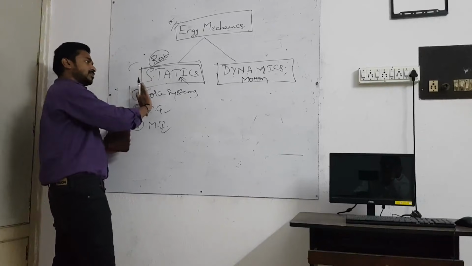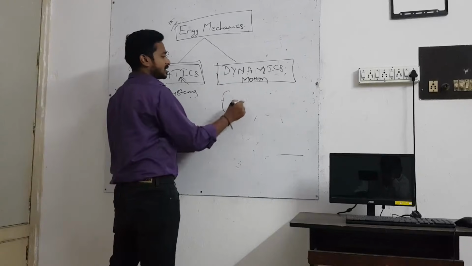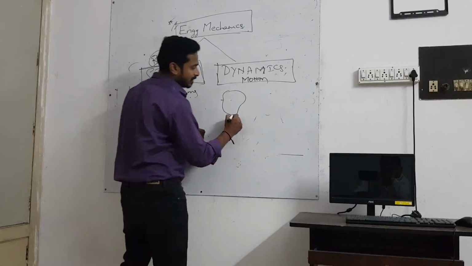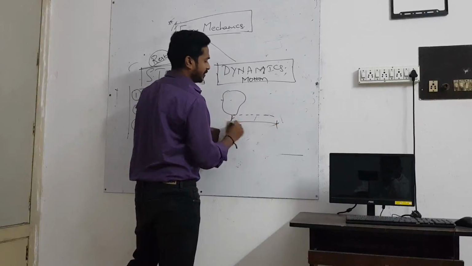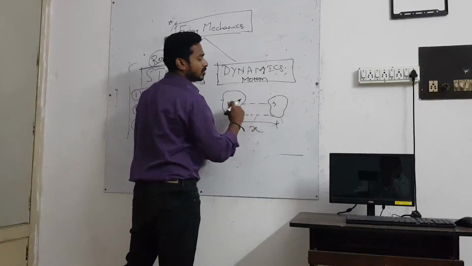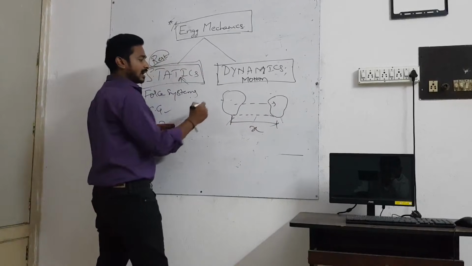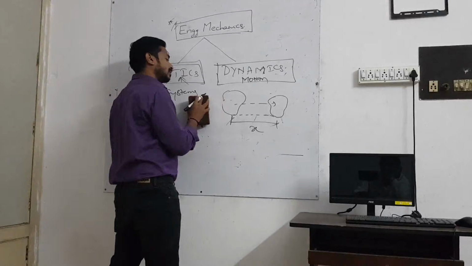Now if you come under dynamics, in dynamics the body will move, that means the body is in motion. Same topic, same rigid body, but here the body is in motion. That means the body is in rest position like this, and the body will move from here to here. If it covers x distance, then the body is in motion. How the body will move? Either we apply forces or we do not.